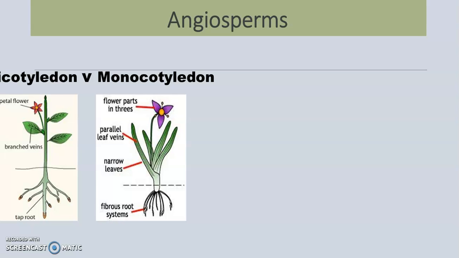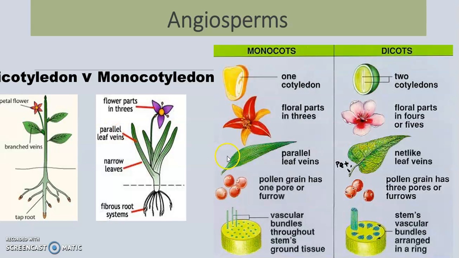This is a good example of monocot. A good example of monocot is a grass or rice or elephant grass. And then good examples of dicot are mango trees and other trees, beans, soya beans, and so forth. Now let's look at the difference between monocot and dicot.